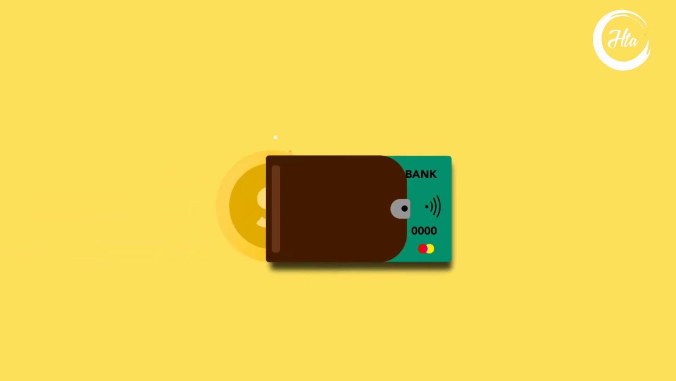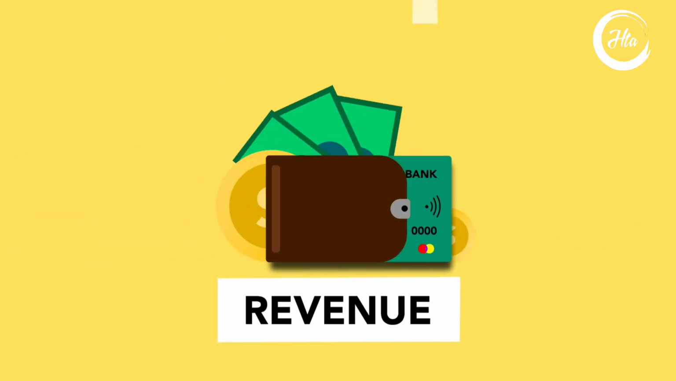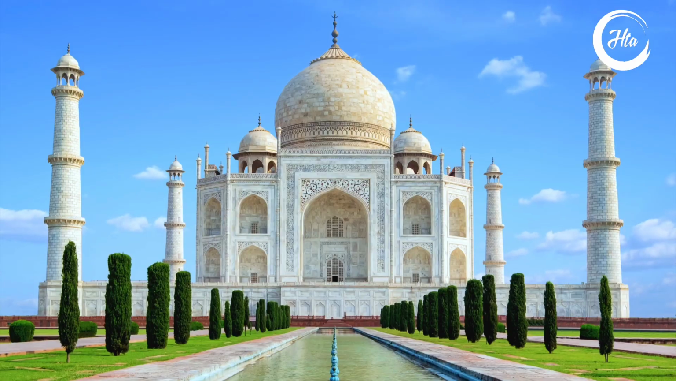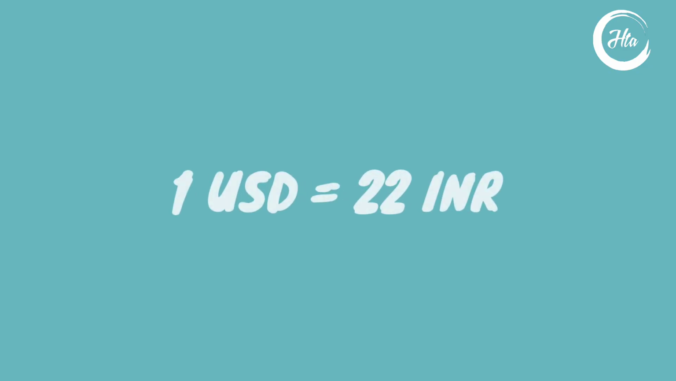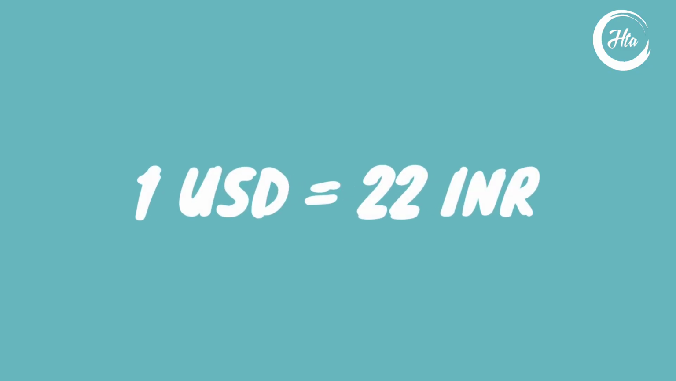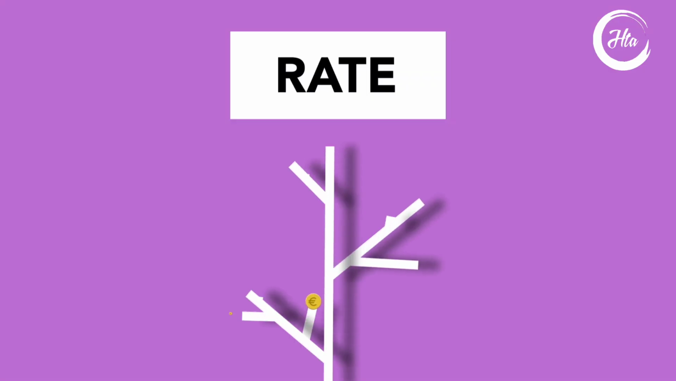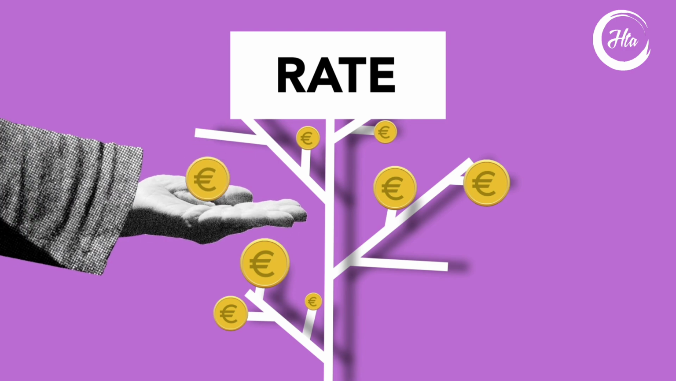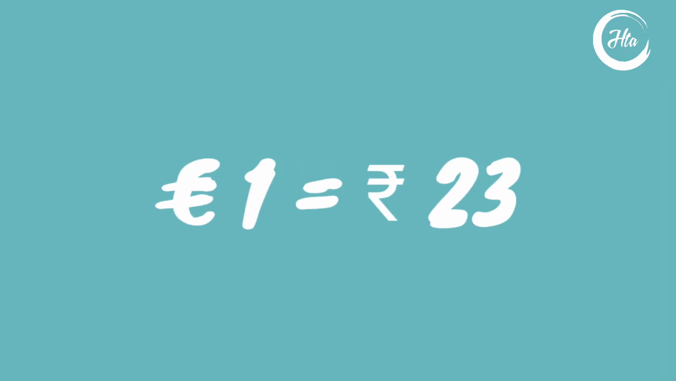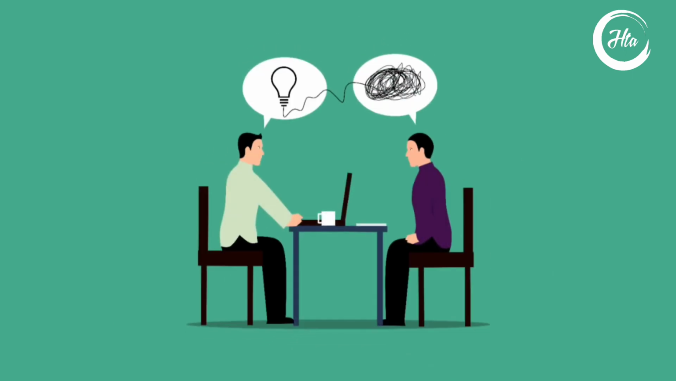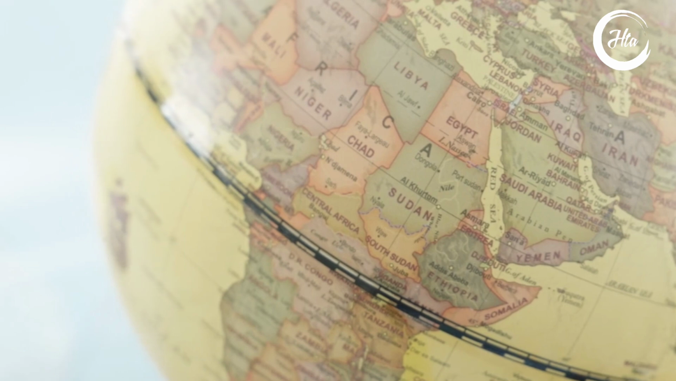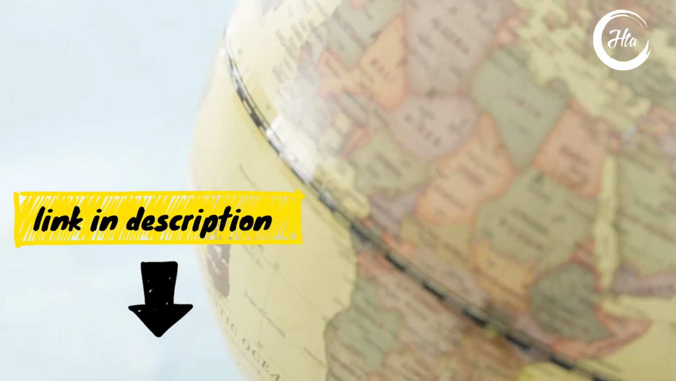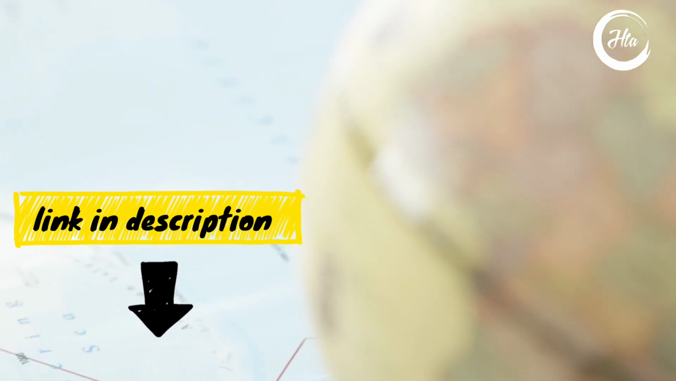Okay, it was just an example to understand better. The actual PPP of USA and India is 1 USD equals around 22 rupees. The PPP for euros is a little bit higher than US dollars, and that is why we are assuming 1 euro equals 23 Indian rupees, just to understand it better. But if you want to know the actual PPP of each country, I am putting the list link in the description. You can check it out from there.